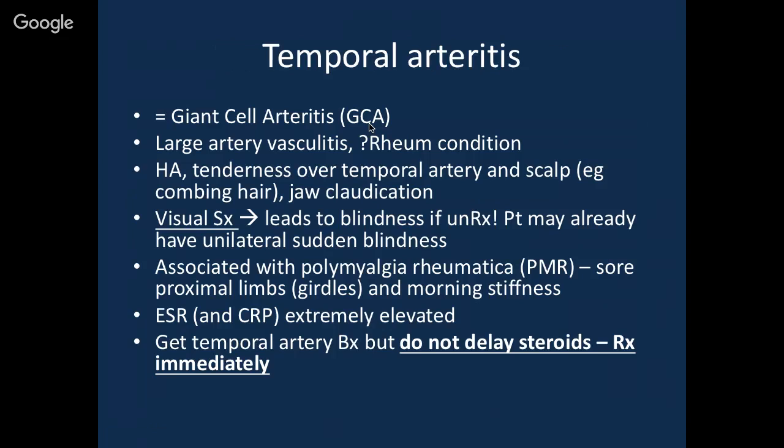Associated with PMR, as we've spoken about. ESR is the specific test to order in this case. CRP is good, but ESR is going to be elevated. It's a classic thing for this as well. So always ask ESR if you're thinking temporal arteritis.